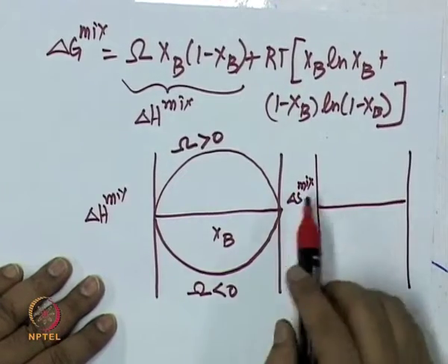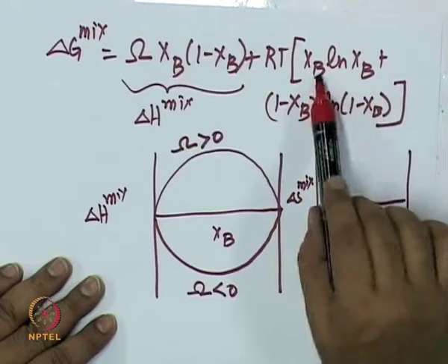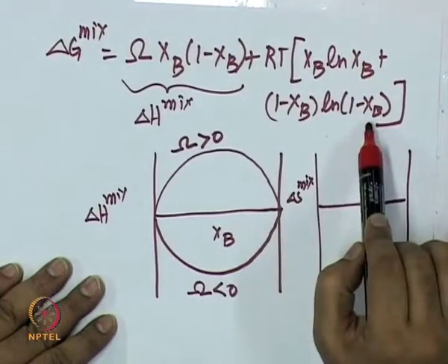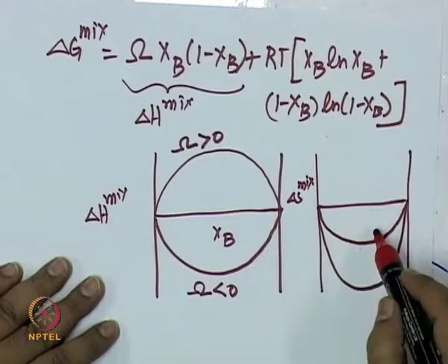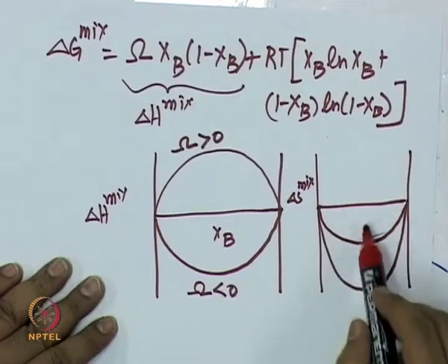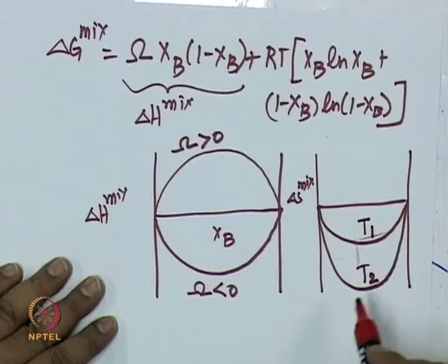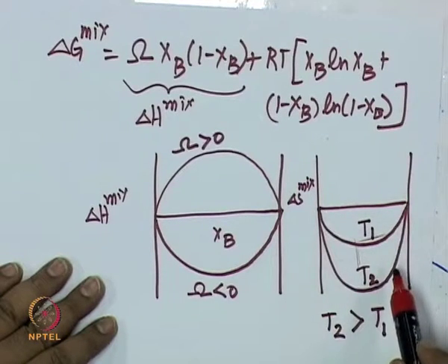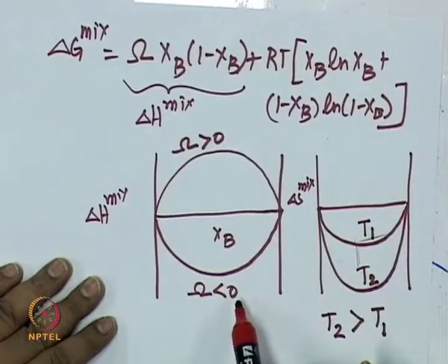Remember, like we discussed yesterday in the previous module, xb is less than 1. So the logarithm of xb is going to be a negative quantity and the rest of the terms here are positive. So this quantity is always negative, which means that depending on the temperature, it will only tell you how deep this parabola is. This is also a curve which is symmetric about the central point, and it looks like this. This is at some temperature T1, this is at some temperature T2, and you can see that T2 is greater than T1. So the entropy term always gives you negative quantities, and only delta H mix can give you positive or negative depending on whether omega is greater than 0 or less than 0.